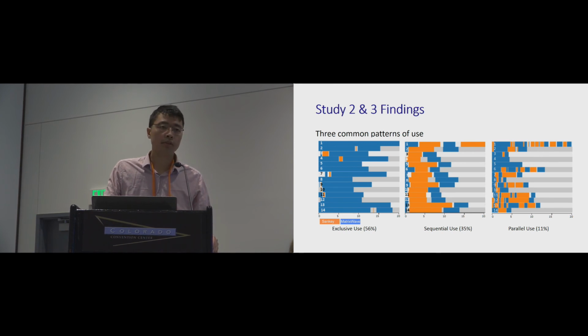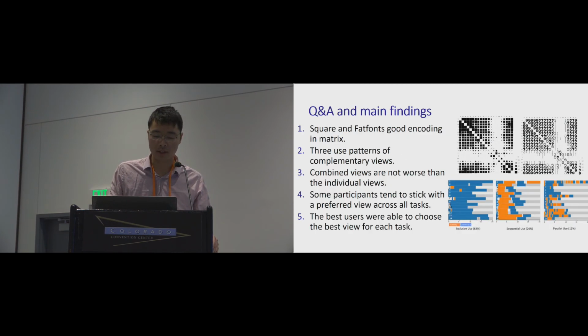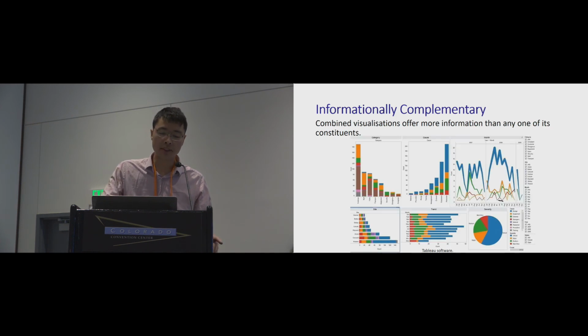And the second question is, do you have any ideas about suggesting the best view to the user? For the first question, we actually have another definition, which is informationally complementary, which is where different views offer more information than any of its constituents, like tabular data. Then they all work together, so it's multiple coordinated views. But in this case, we only focus on exactly the same information, but different representations.